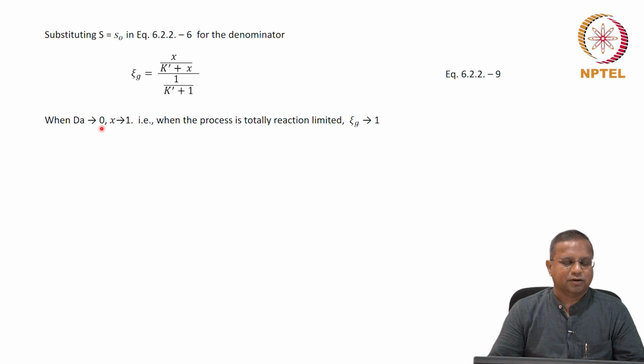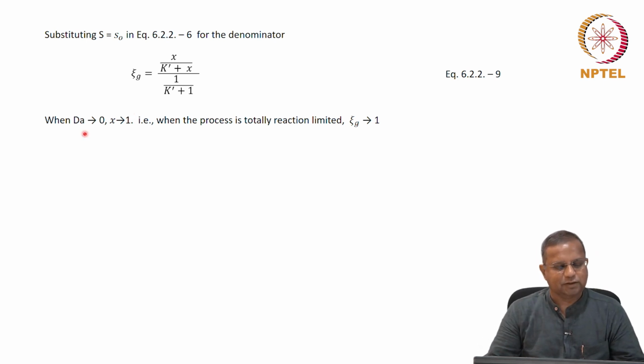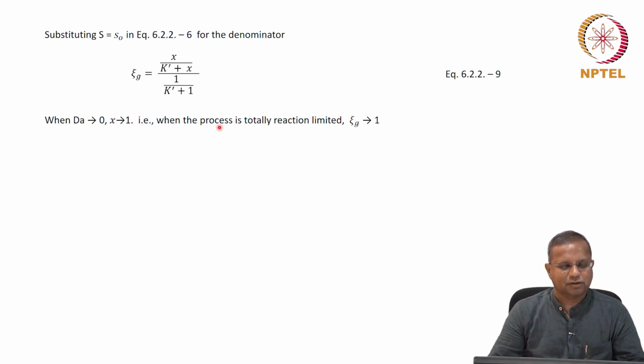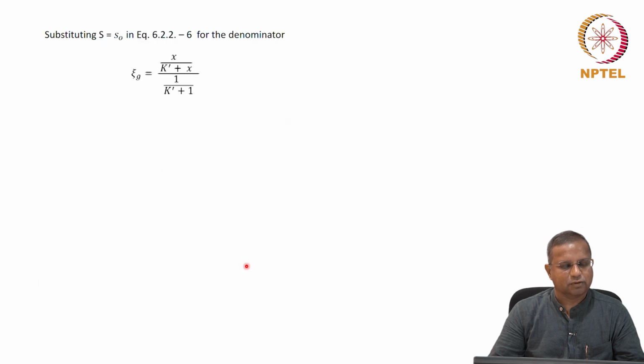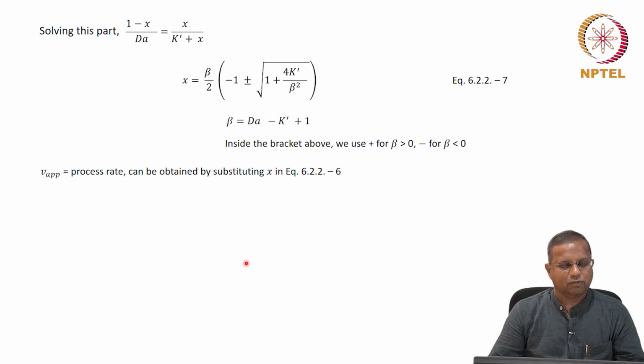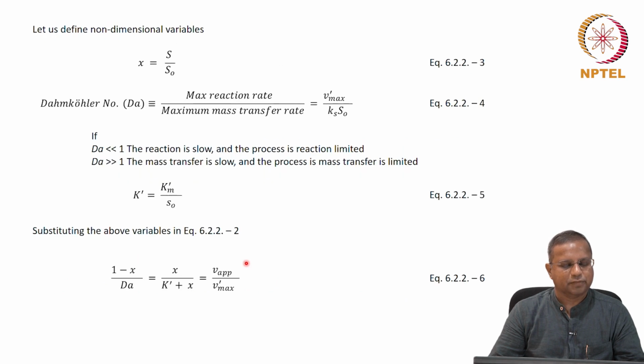When Damkohler number tends to 0, okay, what is Damkohler number? Maximum reaction rate divided by maximum mass transfer rate. X would tend to 1. X is S by S naught, right? So when the maximum reaction rate, hold on, I'll go to the definition and show you. This is Damkohler number, isn't it? Yes. The Damkohler number we defined as the maximum reaction rate divided by the maximum mass transfer rate.